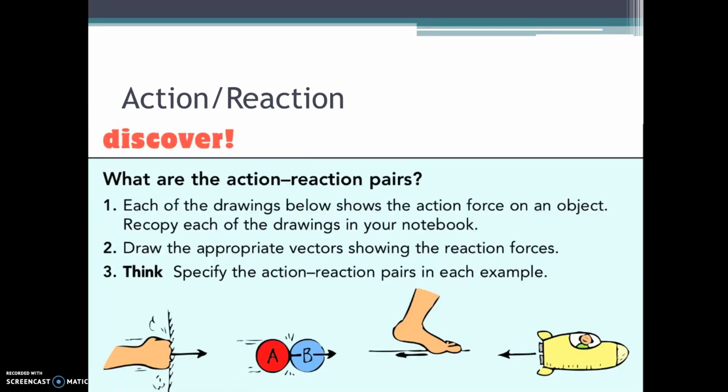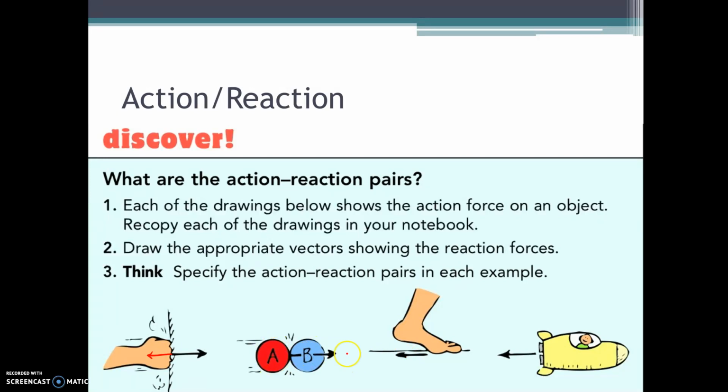A couple more examples. A person's hand hitting a wall. Well, the wall exerts a force that is equal and opposite back on the hand, and that's why your hand hurts if you punch a wall. That's not recommended, kids.